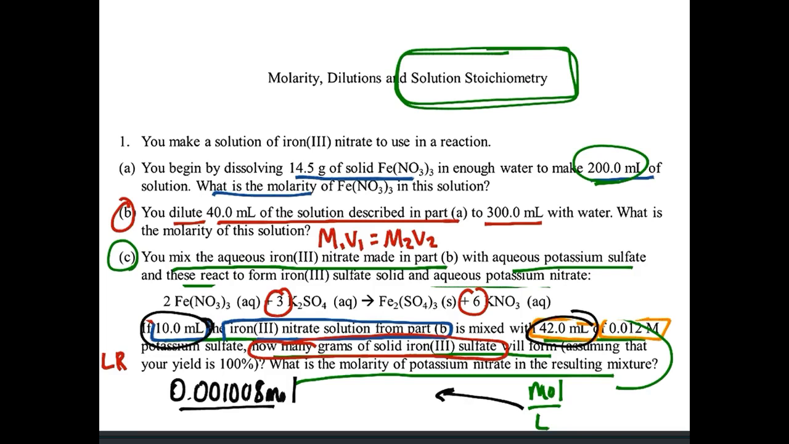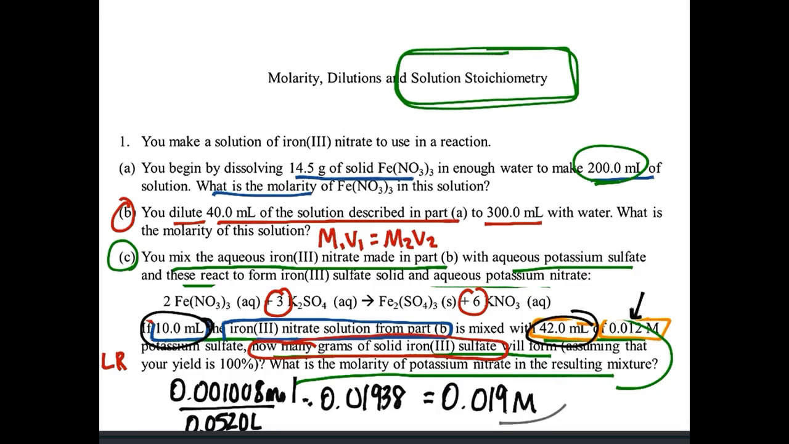And we're going to divide by the total volume, which appears to be 10 milliliters plus 42 milliliters, is going to give us 52 milliliters, 0.052 liters, which gives us 0.01938 molar. It appears that we are again going to need 2 sig figs. 0.019 molar is the final answer.